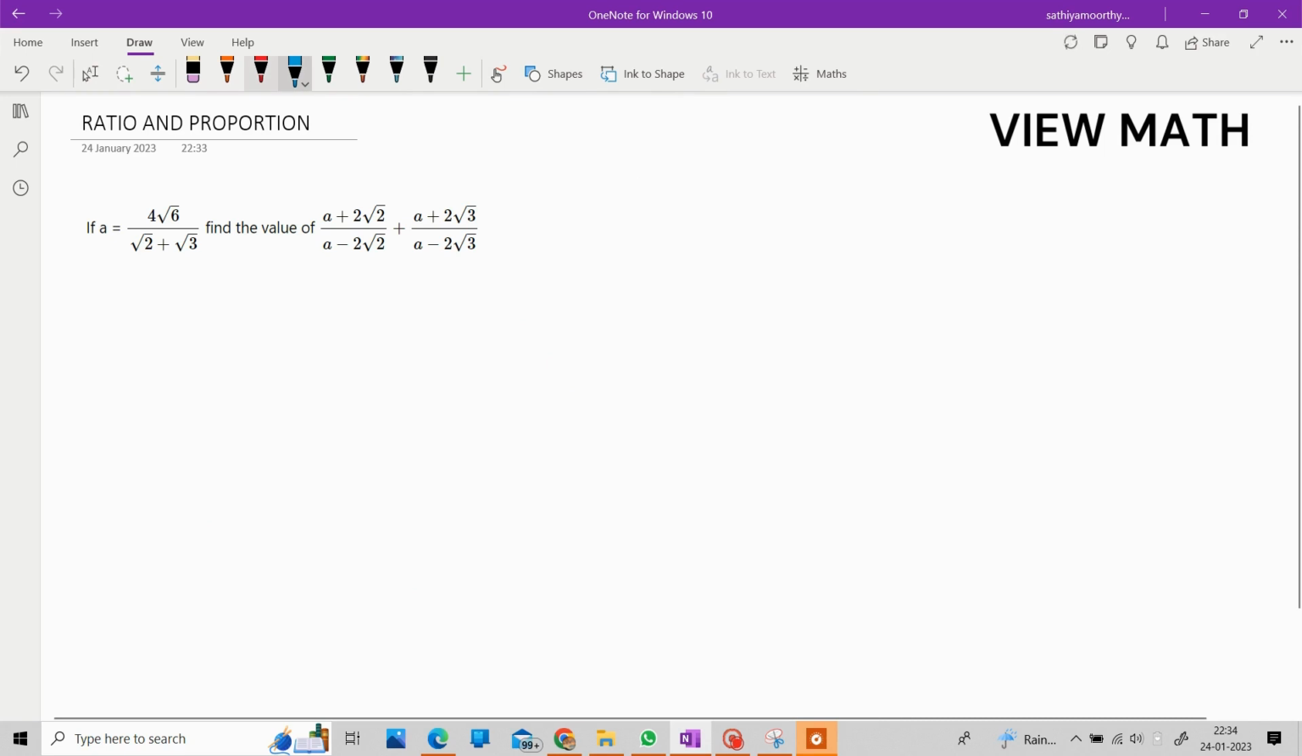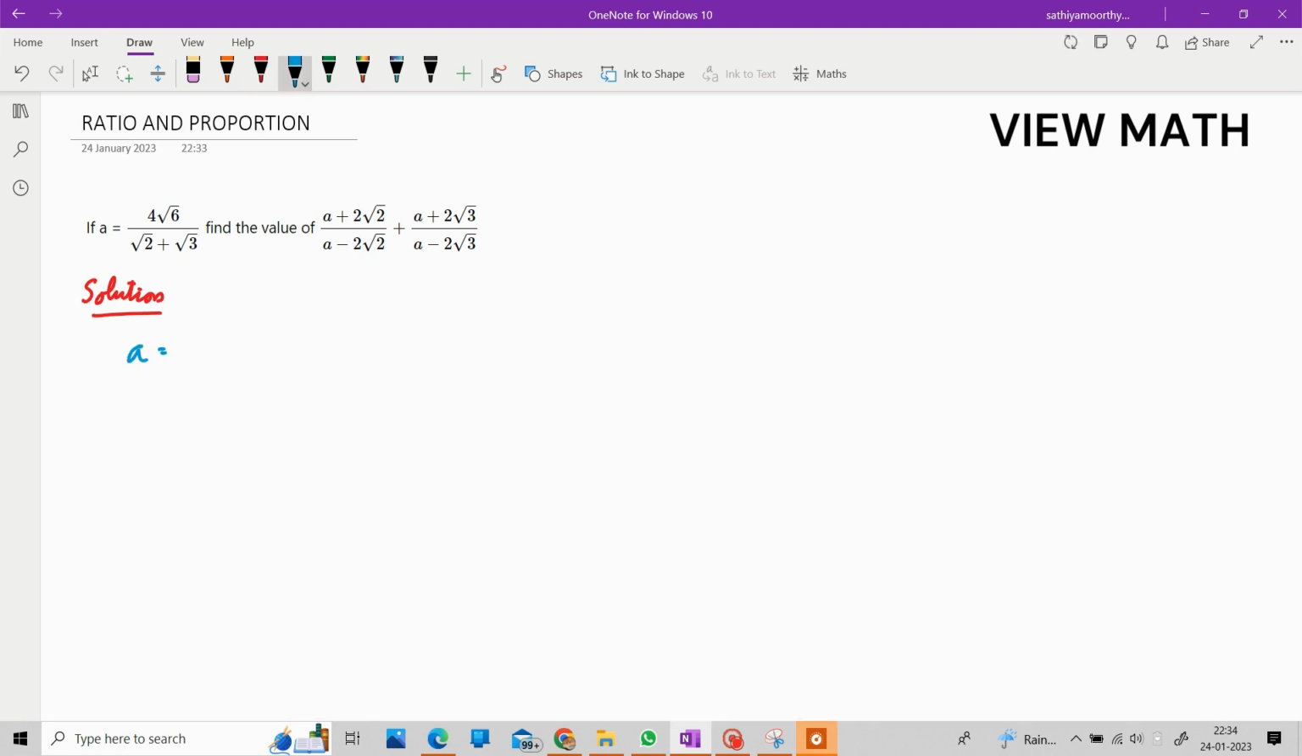Now let's see the next problem. If a is equal to 4 square root of 6 by root 2 plus root 3, find the value of (a + 2 root 2)/(a - 2 root 2) plus (a + 2 root 3)/(a - 2 root 3). They are asking us to find this. So what is given is a is equal to 4 root 6 by square root of 2 plus square root of 3.